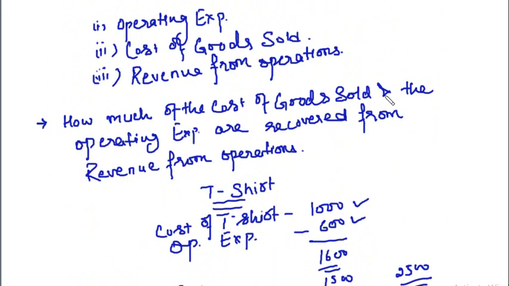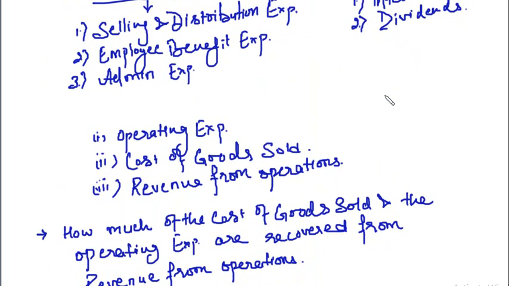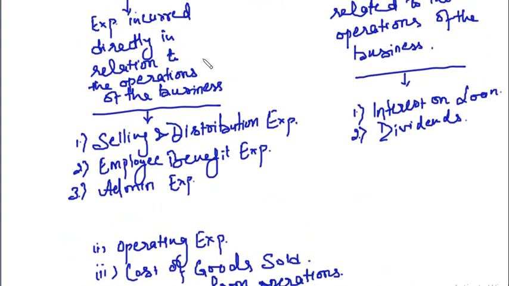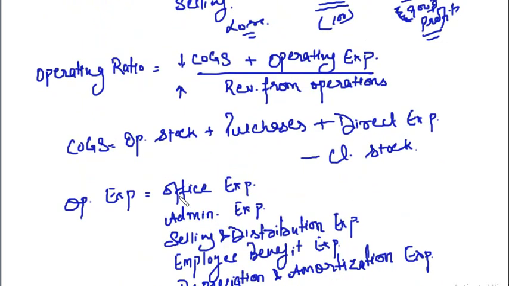This is operating ratio where you have to establish a relationship between three financial factors. What are operating expenses? Any expenses which are directly in relation to the operations of the business. Then the second thing, the cost of goods sold. And these two costs you have to recover from what? From the revenue from operations, that is from your sales. Clear?